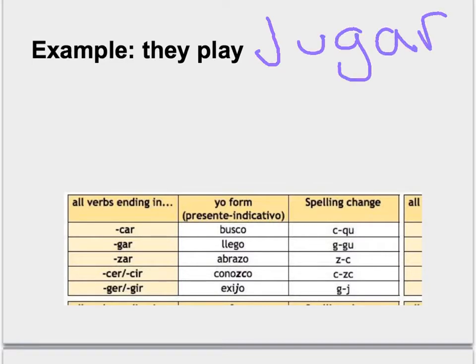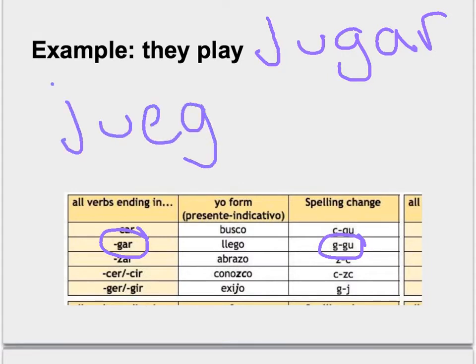Now, they play. Jugar is to play, right? It ends in gar, so we know the g is going to change to gu. Juego is the yo form of the present tense. The g needs to change to gu here, so we put that there. And it's an AR verb, so the opposite ending is going to be an e. Ellos jueguen is what we have there.